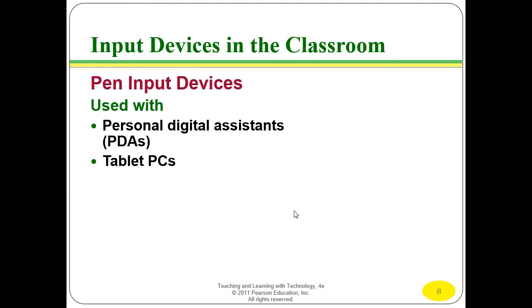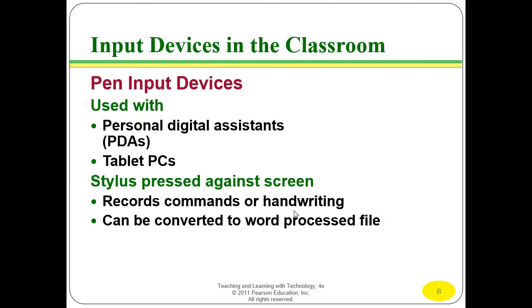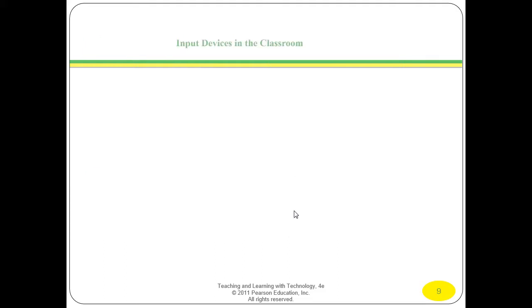They have a very large display, and that display is synced up with a pen, and so you can literally write on it, and it will record what you write for editing later on. You press it against the screen, and it records your commands or your handwriting. Then there are some of these tablet PCs that have built-in software that will take your writing, convert it to text, and then you can pull it into a word processor.